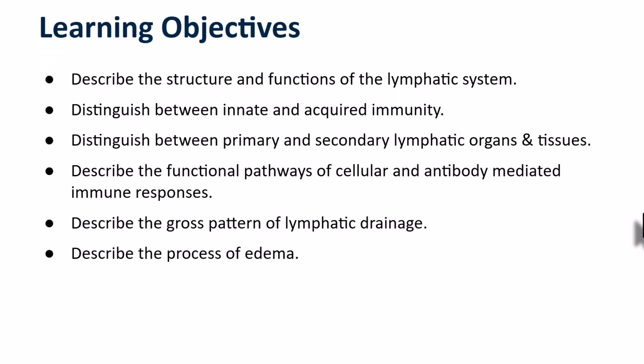We're going to begin our discussion of the lymphatic system with an introduction to the lymphatic system. In this video, we'll describe the structure and functions of the lymphatic system. We'll distinguish between innate and acquired immunity. We will also distinguish between primary and secondary lymphatic organs and tissues, and describe the functional pathways of both cellular and humoral-mediated immune responses. We'll also describe the gross pattern of lymphatic drainage and the process of edema.